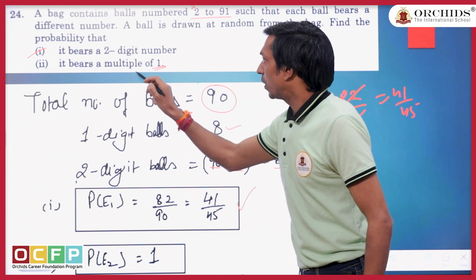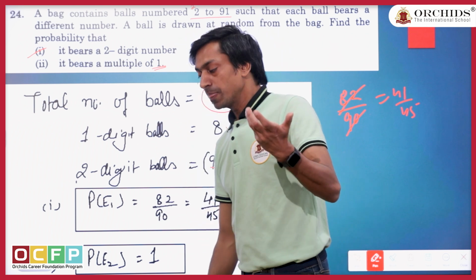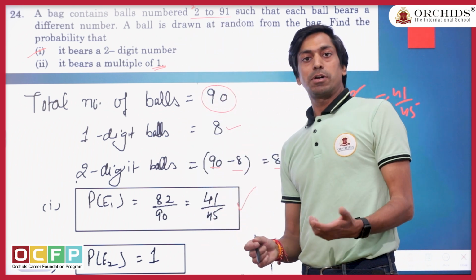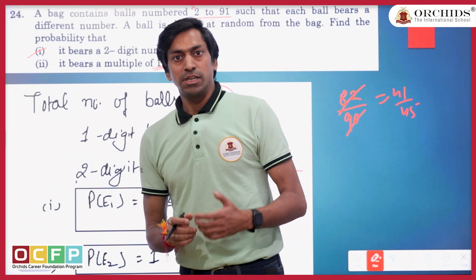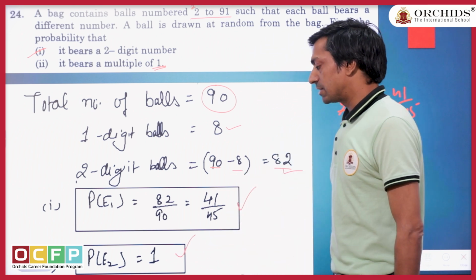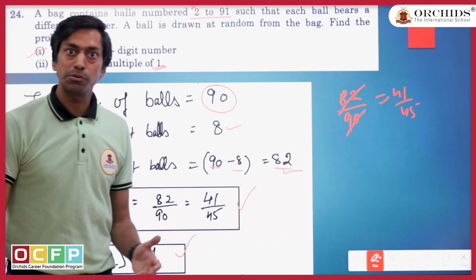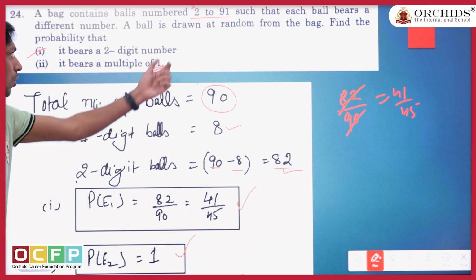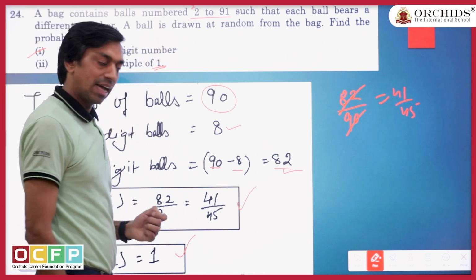And second, what is the probability that it is a multiple of 1? All 90 balls are multiples of 1 because every number is a multiple of 1. So all cases are favorable. So this is a sure event, and the probability of the event is 1 in this case. This is how you have to tackle this probability problem. The only catch is in the numbers.